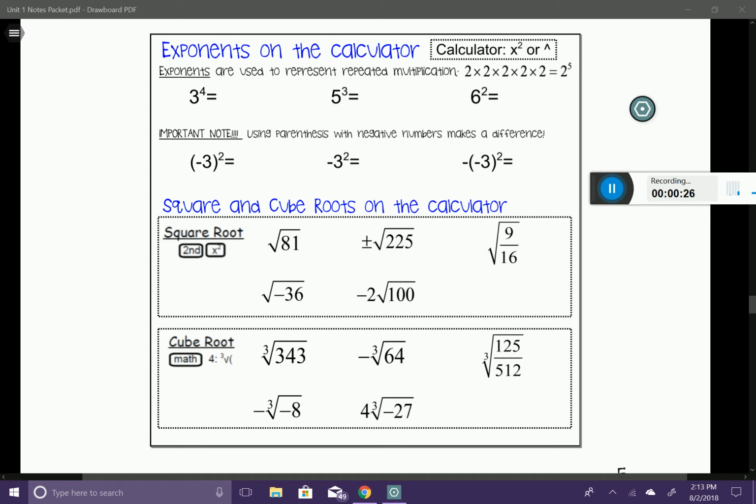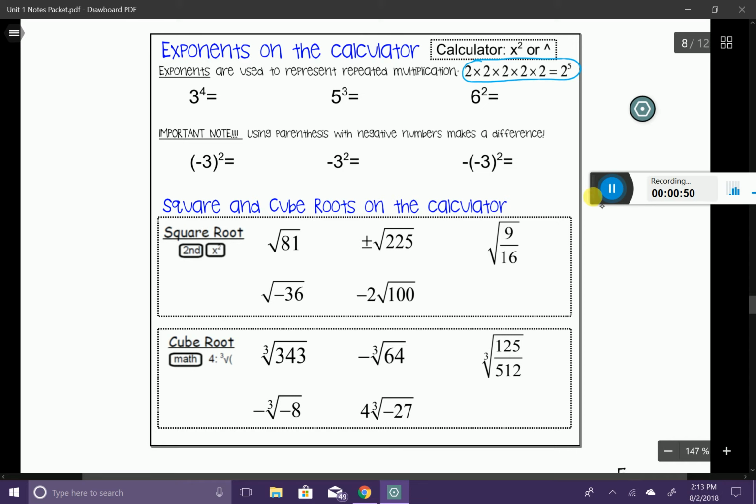So go ahead and make sure you have your graphing calculator next to you. First, let's talk about exponents. Exponents are used to represent repeated multiplication. So I have a nice little example here up at the top. You can see that 2 to the 5th power, remember the 2 is called my base and the 5, the little number, is called my exponent.